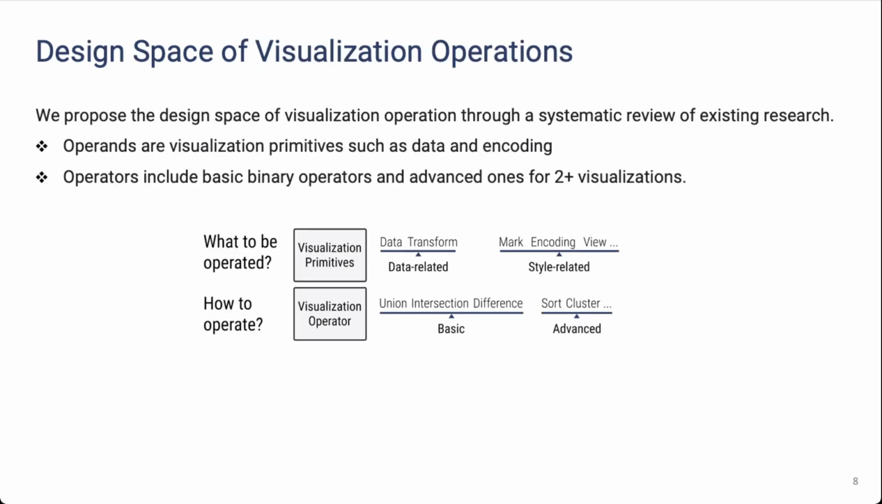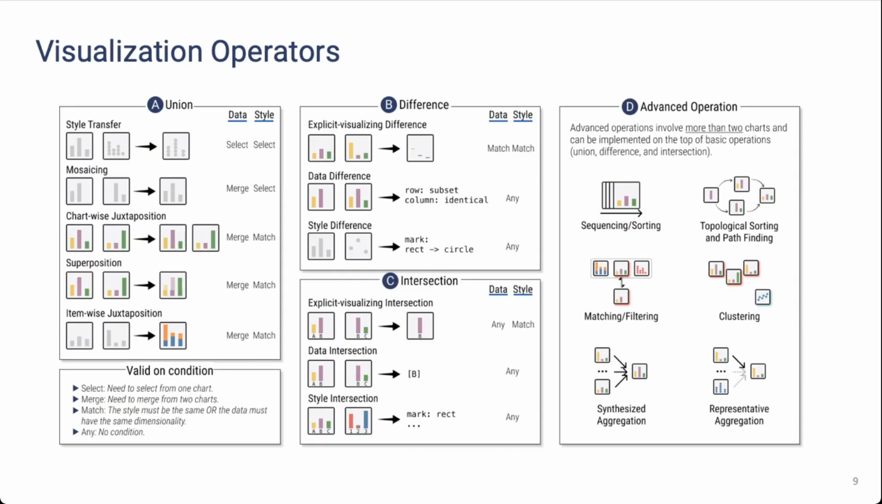Based on reviewing the large body of related work, we first propose a design space of visualization operations. We divide the design space along two dimensions, operands and operators. The operands are visualization primitives such as data and encoding. We classify visualization operators into binary ones and advanced ones for more than two visualizations. This figure shows a comprehensive list of visualization operators we developed.